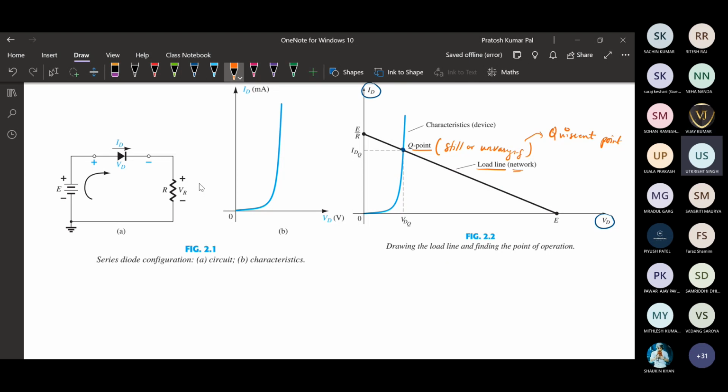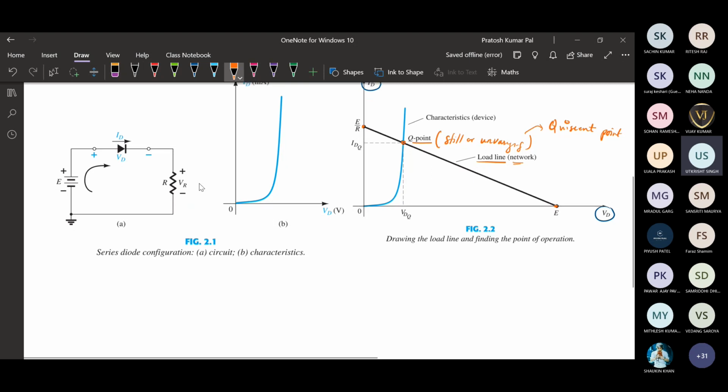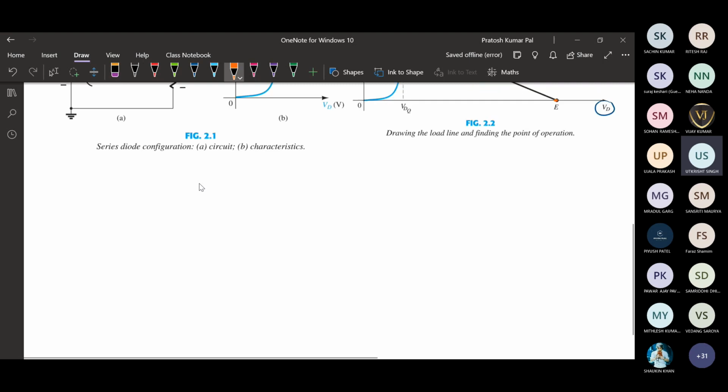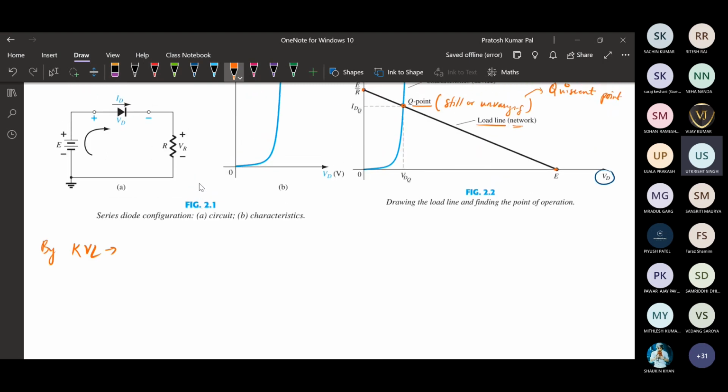Now we will derive some expressions for what this end point and that end point of the DC load line will be, and what particular point each will represent. For that we will consider the KVL case using Kirchhoff's voltage law. Whatever voltage drop is there, whatever energy is supplied and whatever energy is dropped, will be equal.